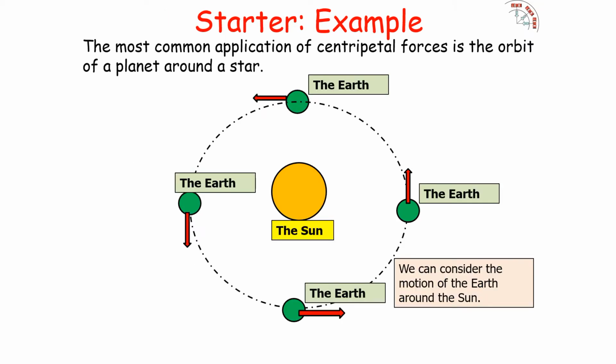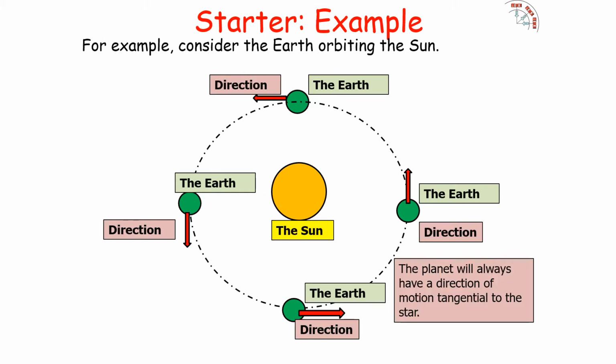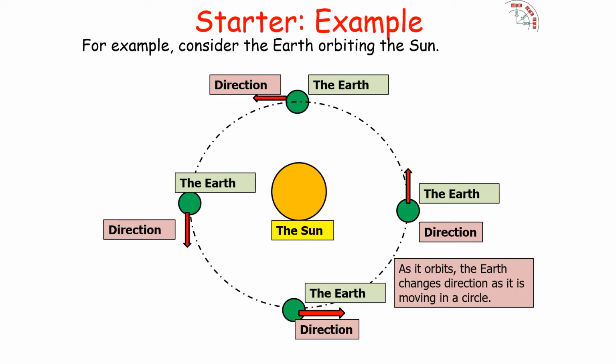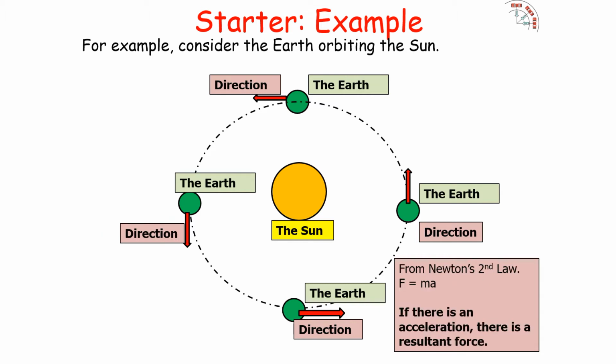So let's consider the motion of the Earth around the Sun. Technically planets move in an ellipse around stars due to gravitational effects, but we'll consider that it's moving in a circular path. The planet will always have a direction of motion tangential to the star. As it orbits, the Earth changes direction because it's moving in a circle. So its tangential velocity is changing because its direction is changing. Therefore the planet or object is accelerating. If there is an acceleration, there must be a resultant force. This is from Newton's second law of motion, F equals ma. Remember, acceleration and this force are directly proportional.